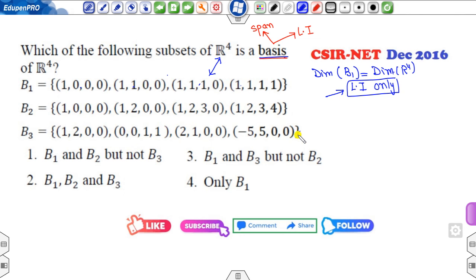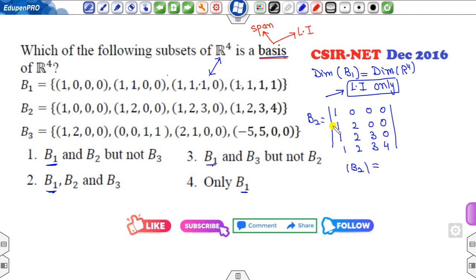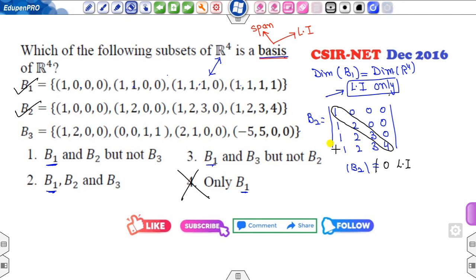So let's start with B1. There is no need to check B1, since in each option they are already talking about B1. Now for B2, how can you check LI? I can write the matrix and find the determinant, or find the rank. If the rank is 4, then you can say this is LI. What is the determinant of B2? Clearly these are diagonal entries. So the determinant is non-zero, which means it is LI. So yes, B1 and B2. Only B1 alone is the wrong option.